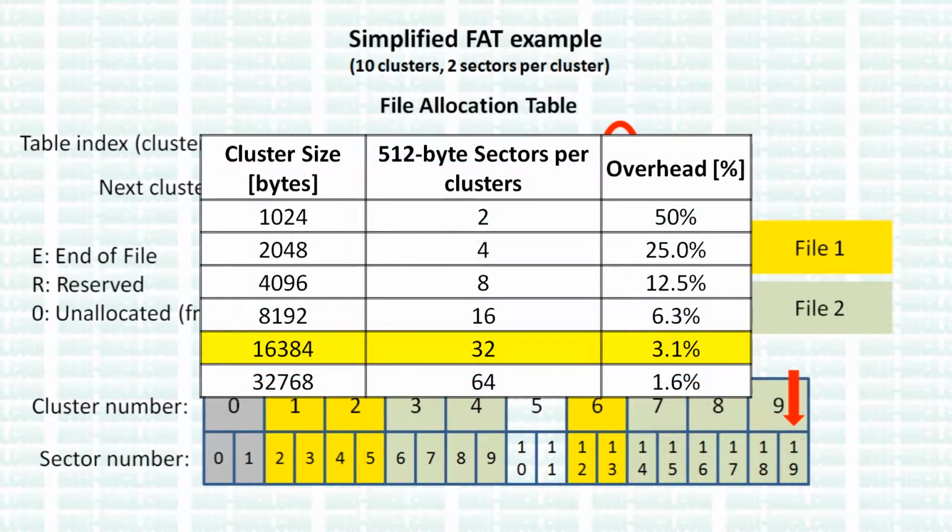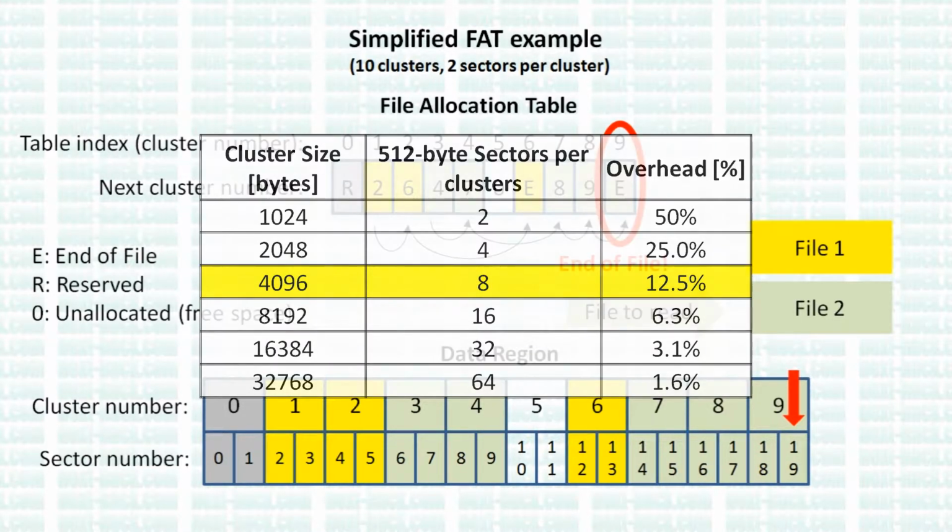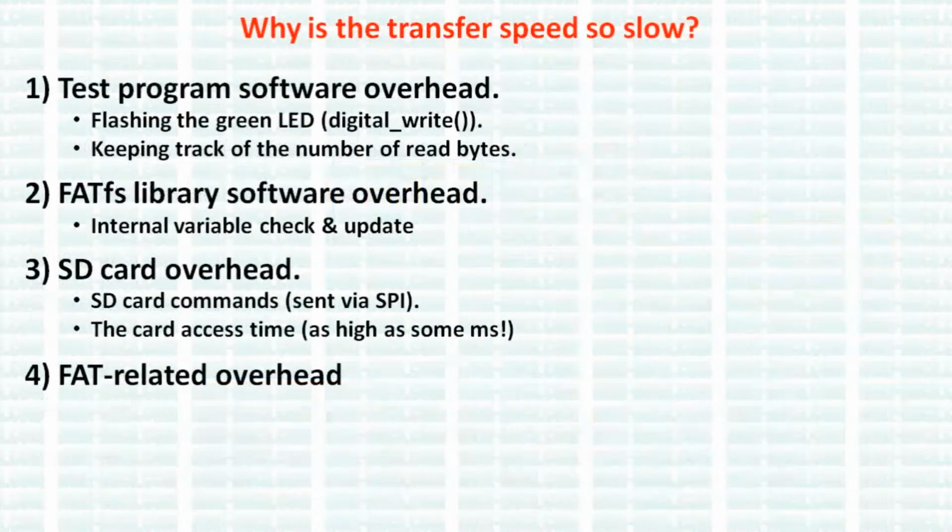For instance, with 16 kilobyte cluster size, we need to read the table every 32 sectors, as one sector is half a kilobyte large. In other words, the read speed is about 3% slower because of the additional read operation. If the cluster size is 4 kilobytes, the penalty rises to more than 12%. Let's go back to the list.